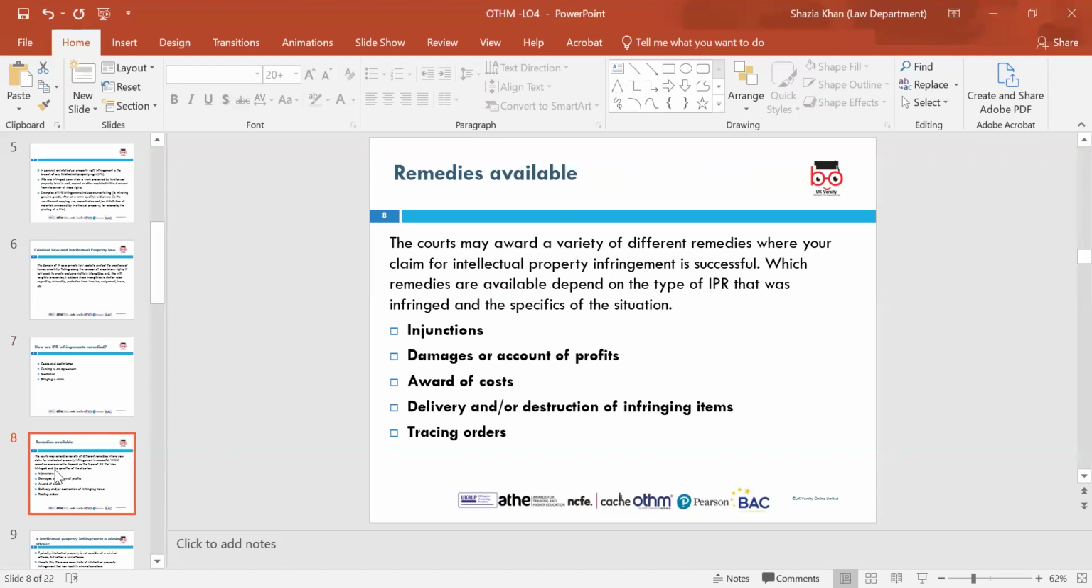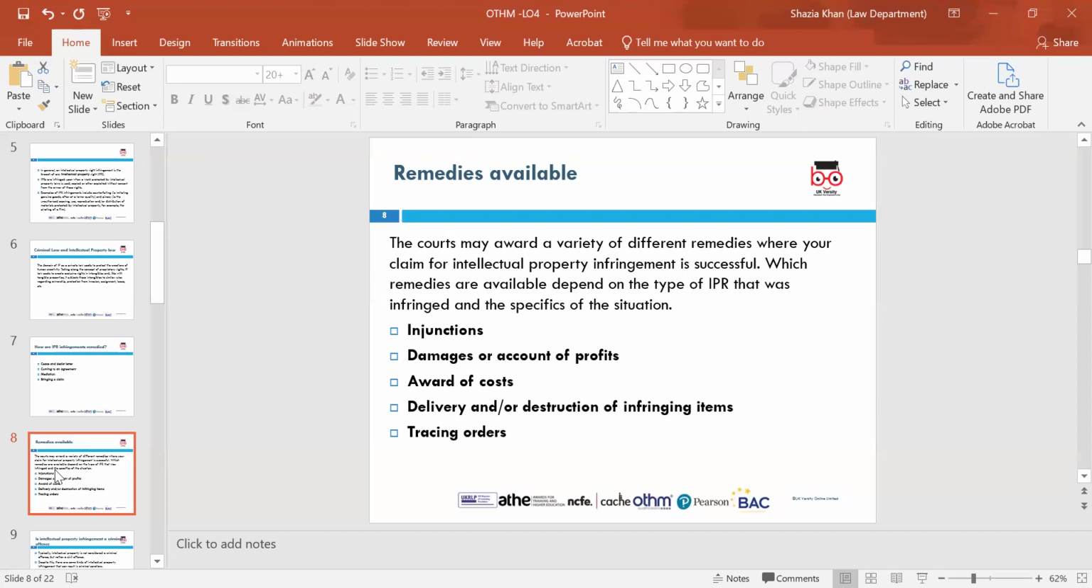So now we're going to go on to the remedies that are available. The courts may award a variety of remedies where your claim for intellectual property infringement is successful. Which remedies depend on the type of intellectual property rights that has been infringed and the specifics of the situation. So they need to be looking at the severity of the case, how severe it was, before they award any sort of remedy, because they need to look at the importance of that.